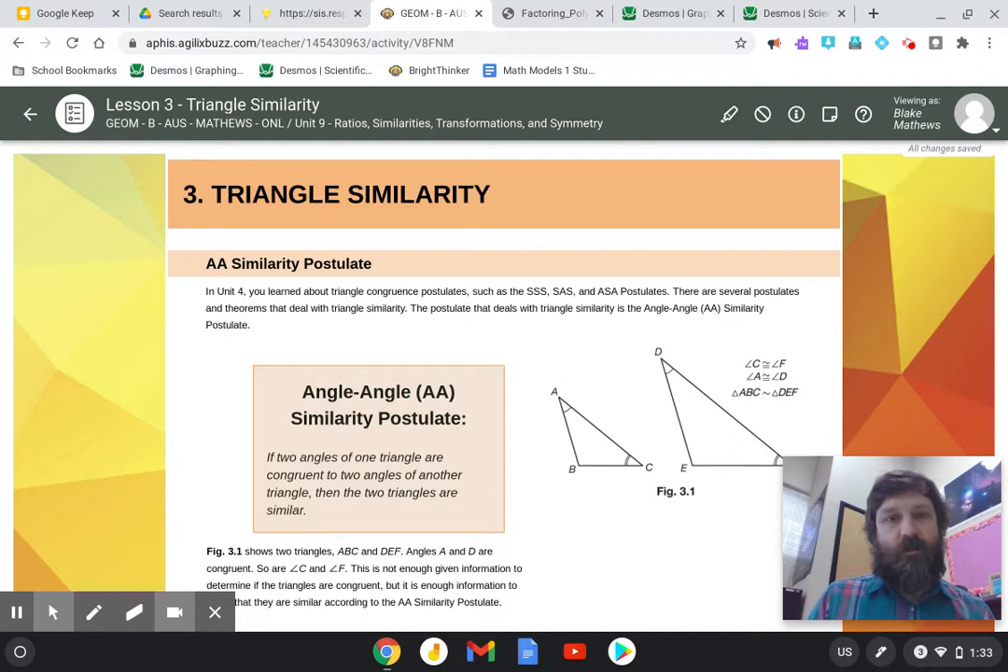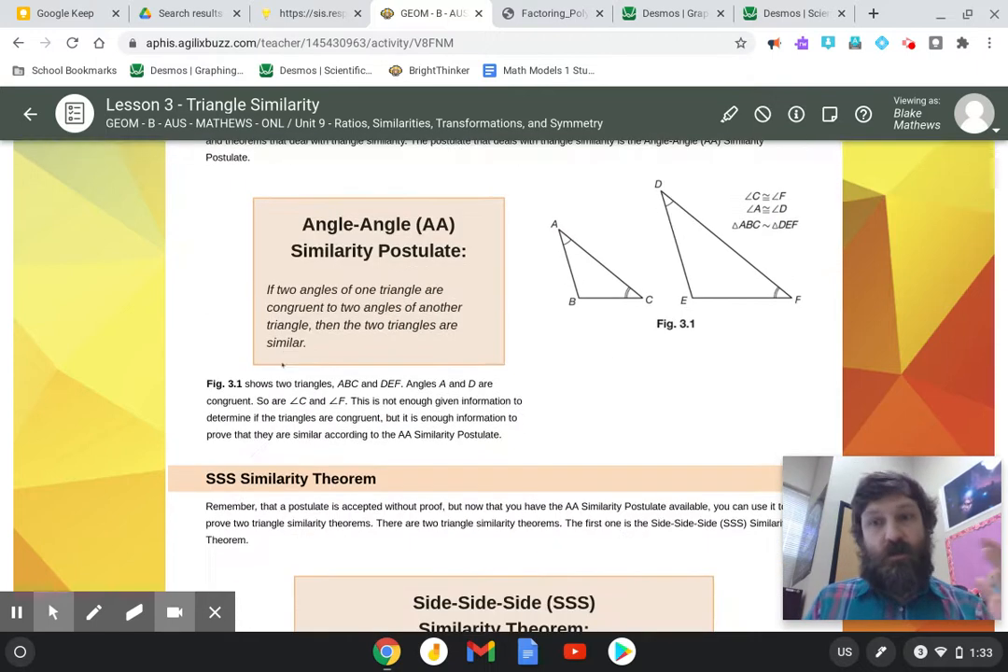similar. Now, remember in Unit 4, we talked about triangle congruence. Now we're saying, well, it's actually easier to prove that triangles are similar, and there's less information needed. So they give us some of the postulates you can use. The first is the angle-angle postulate. If you can prove that two of the angles are congruent, then you know that those triangles are similar, meaning the same shape, different sizes.